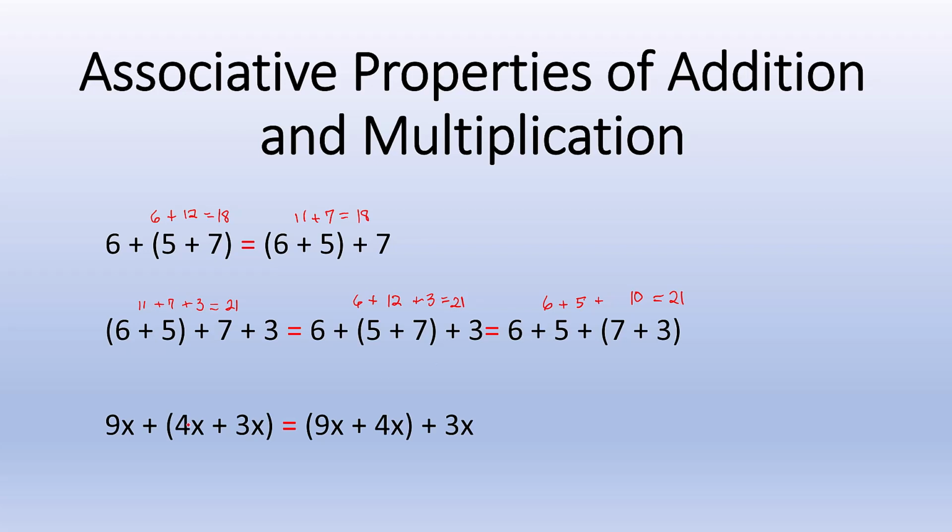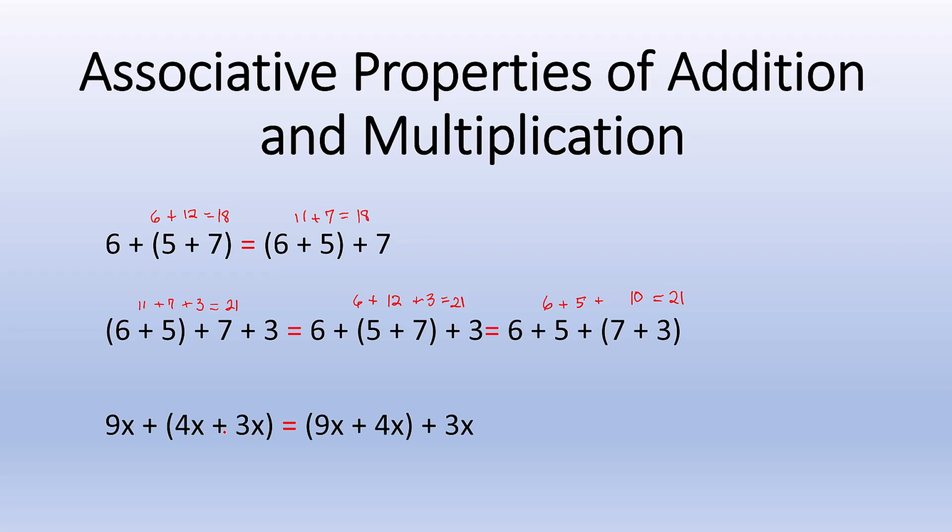Okay, so now let's look at the third example. In the third example, I have a variable, the x variable. Okay, if all of them have the x variable, I can add them in any order. Remember that we don't know what the variable is unless the value of the variable is given to us. So in our answer, we're going to have to keep the variable.